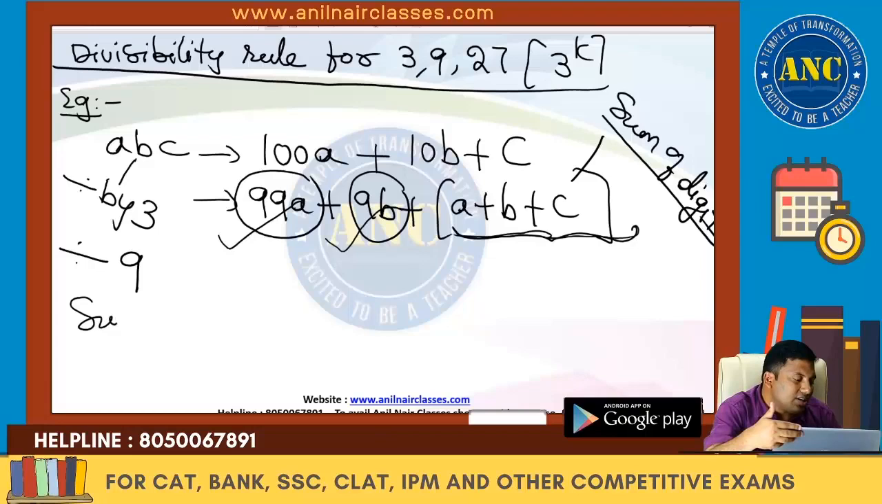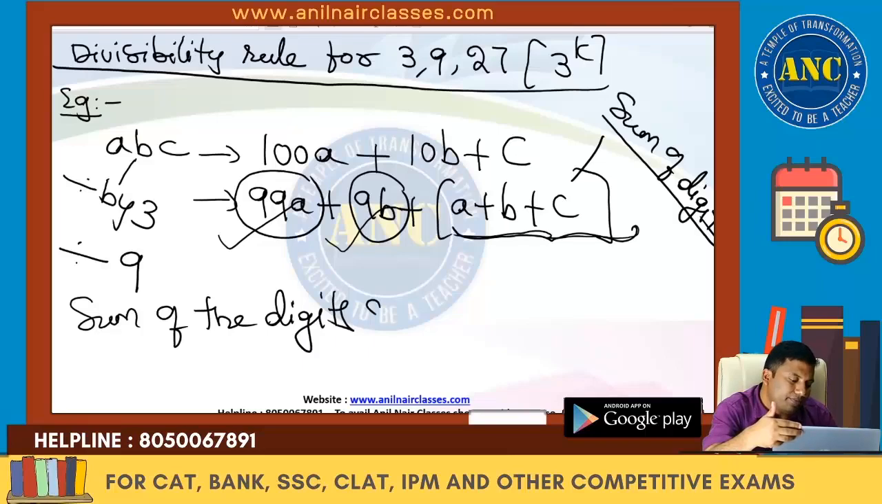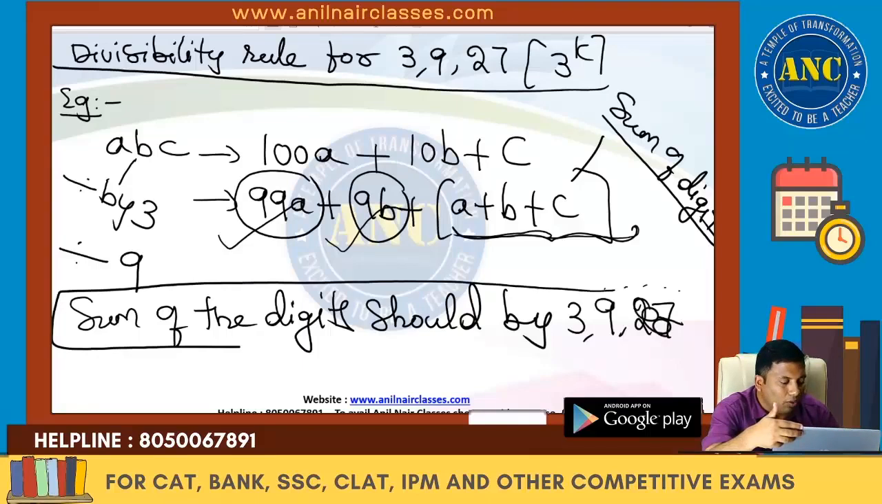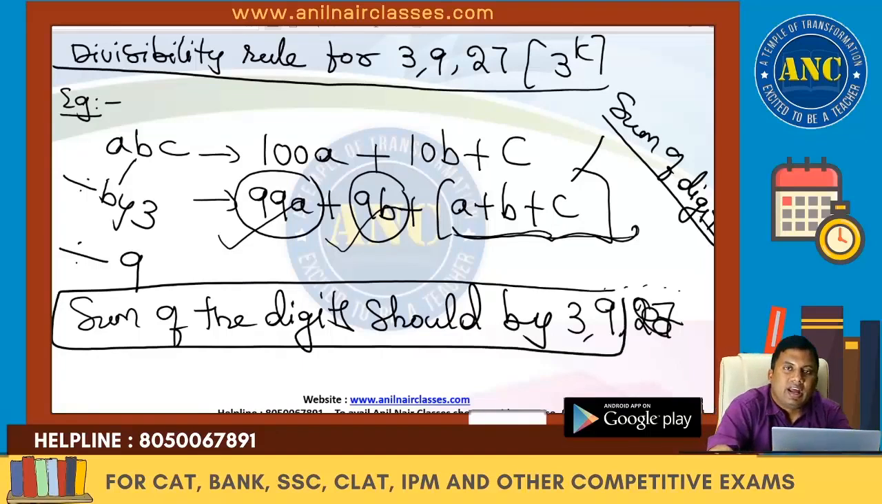What is the concept I am getting? The sum of the digits should be divisible by 3 or 9 or 27 or whatever it is. We will do it first for 3 and 9, because the questions are based on 3 and 9. Then obviously we can elaborate it for 27 also.